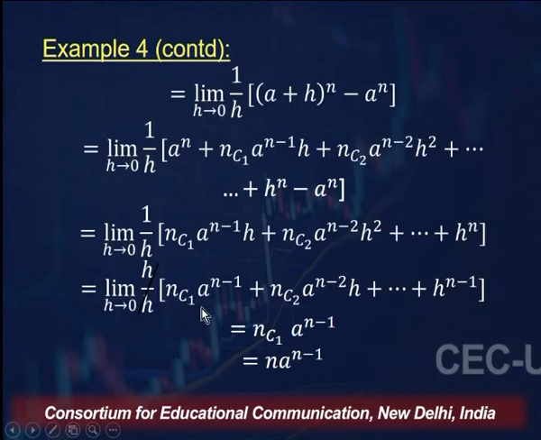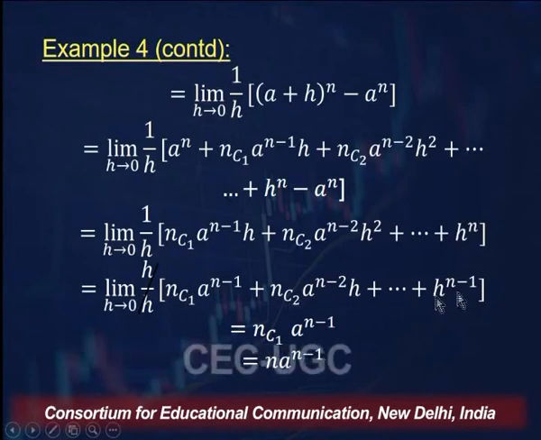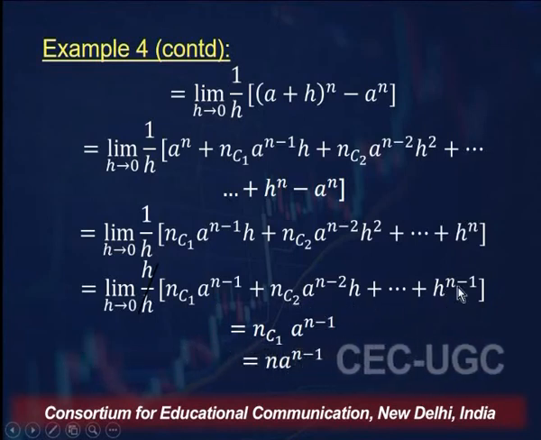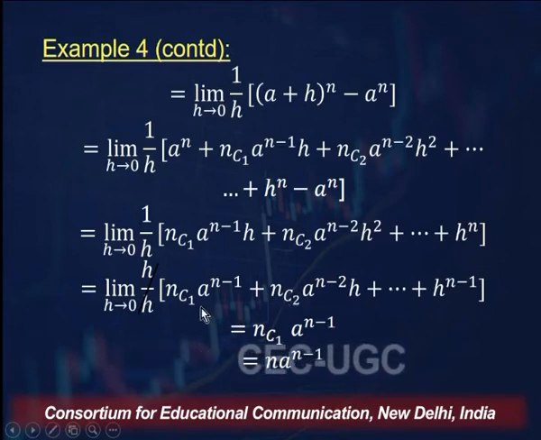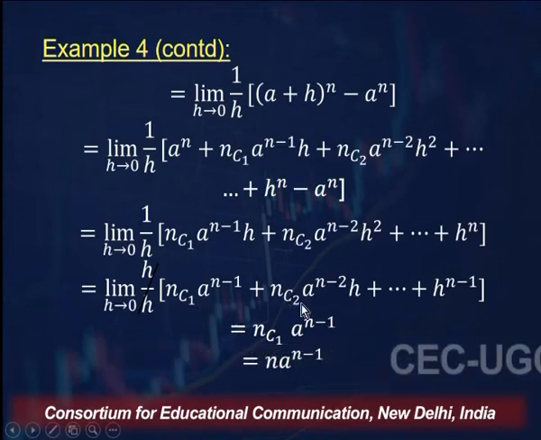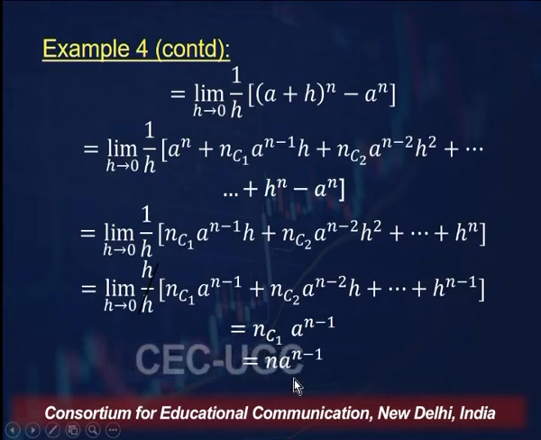And inside the brackets you'll be left with nC1 a to the power n minus 1, plus all these terms which actually contain an h. When you apply the limit, this is a very clever strategy, because all these terms after n times a to the power n minus 1 will just vanish, and your limit is then n times a to the power n minus 1.